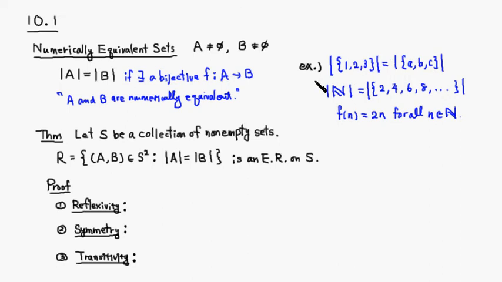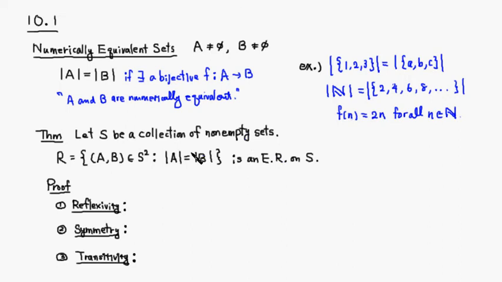All right, let's look at the theorem. It says that S is a collection of non-empty sets. We can define a relation saying that A is related to B if they have the same cardinality, or are numerically equivalent. This relation is actually an equivalence relation. So basically numerical equivalence is an equivalence relation.